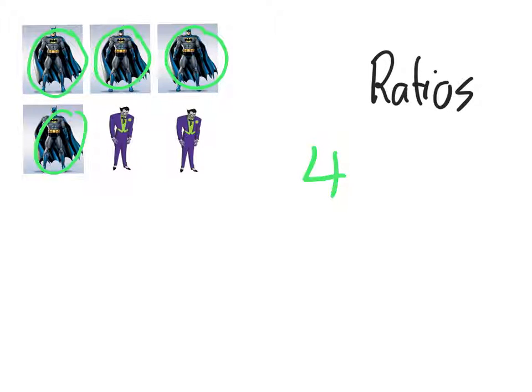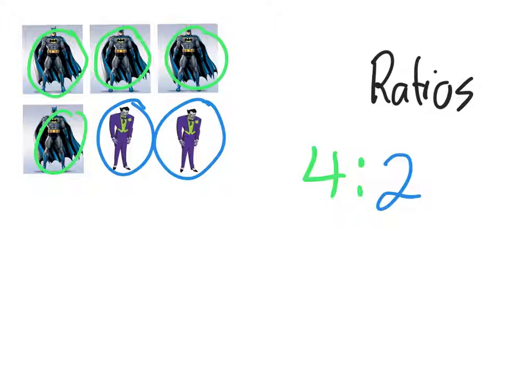And the way we compare a ratio is using a colon. We would typically say 4, and then we'd have to figure out what the other value is. So now it's going to be Batman to Jokers. So we have 1 Joker, 2 Jokers. So we're going to write 4 to 2. That's our ratio.